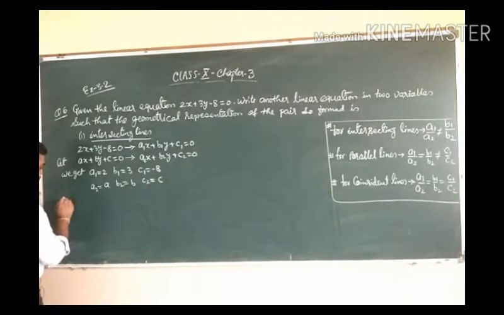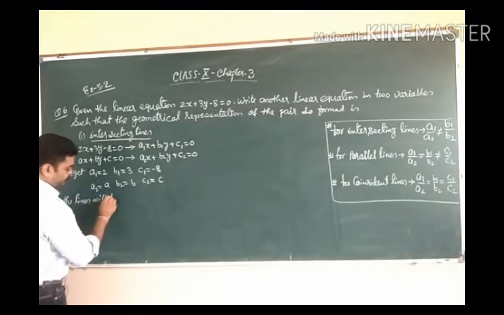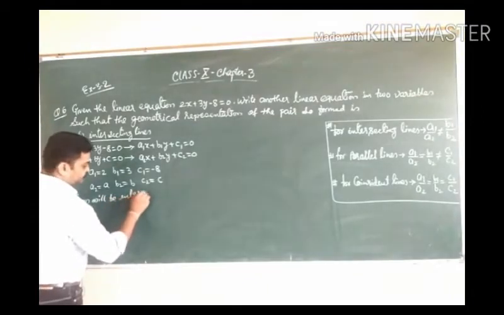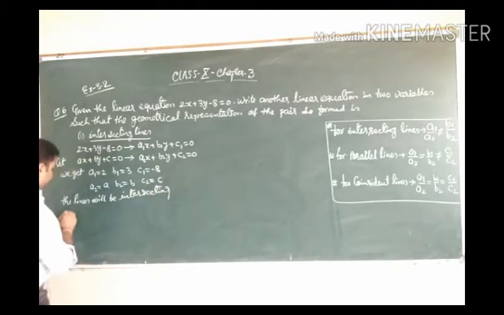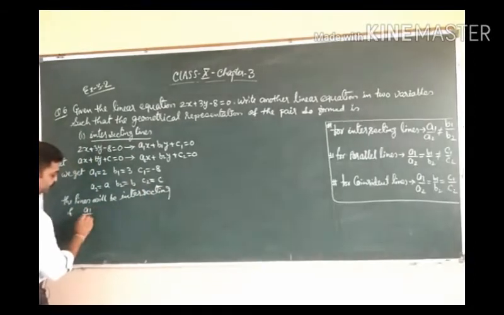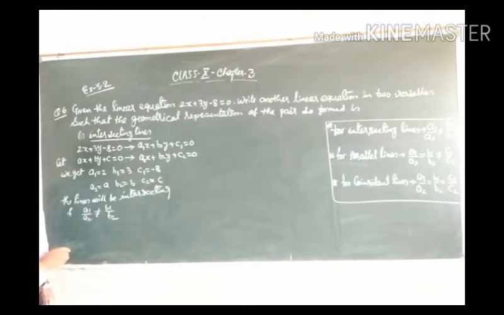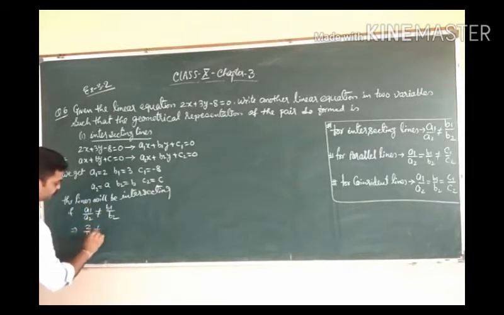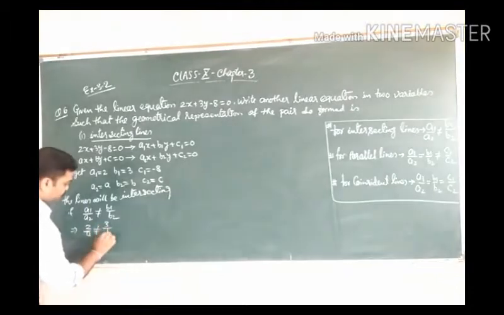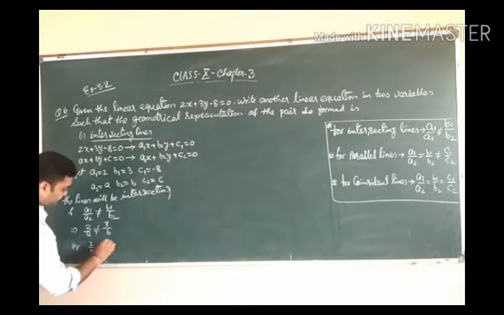Now, two lines will be intersecting if a1 upon a2 is not equal to b1 upon b2. So, put the values of a1, a2, b1, b2: 2 upon a is not equal to 3 upon b, or we can write 2 upon 3 is not equal to a upon b.